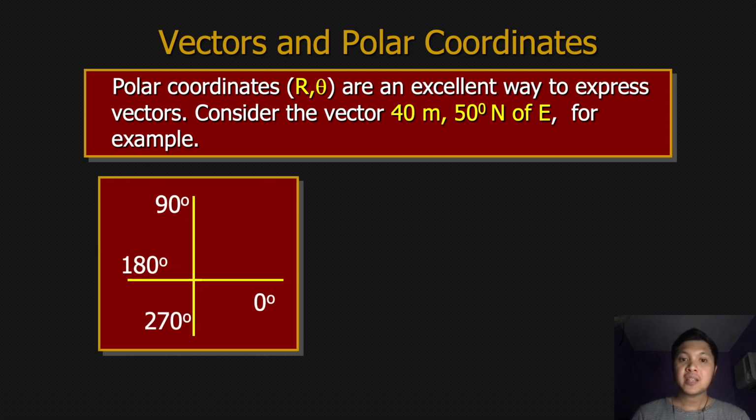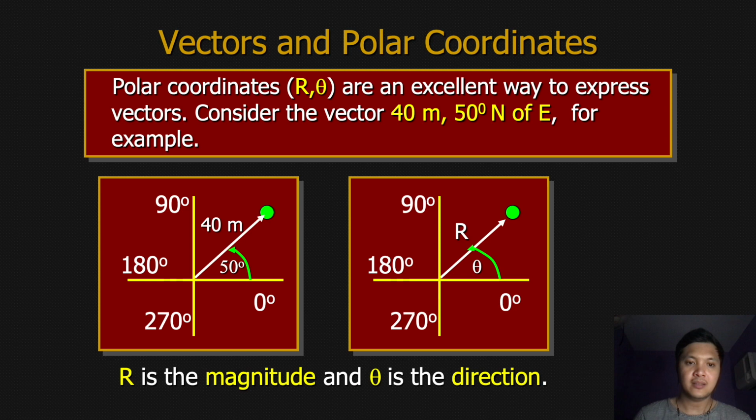When we want to present vectors, one good way to express them is through polar coordinates, r theta. Consider the vector 40 meters, 50 degrees north of east. The graph of this is this. The length, 40 meters, is represented by r, and this angle is represented by theta. So r is the magnitude and theta is the direction.